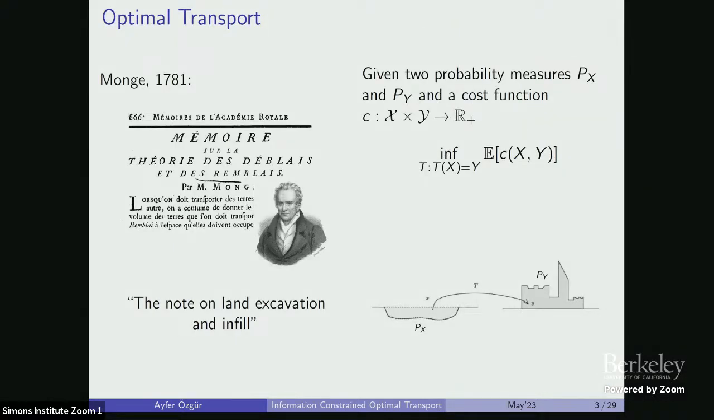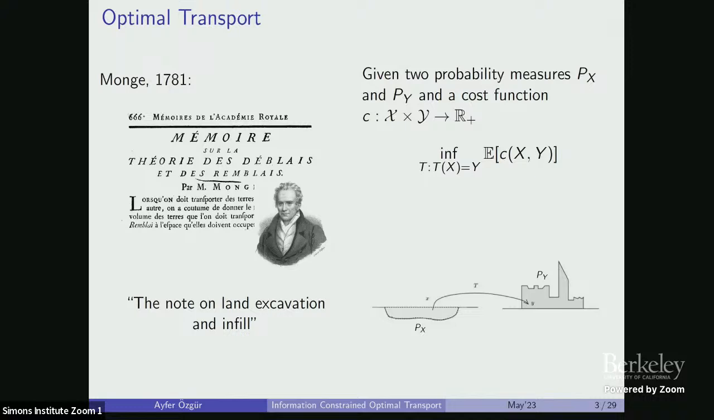Okay, so to tell you about information constraint optimal transport, I first need to tell you about optimal transport. This is a problem that goes a long way back to the French mathematician Monge, 1781. His note on land excavation and infill, where he formulates the following problem. Let's say we want to excavate some land of some prescribed shape px, and then we want to take the land we excavate and transform it to this target shape py.